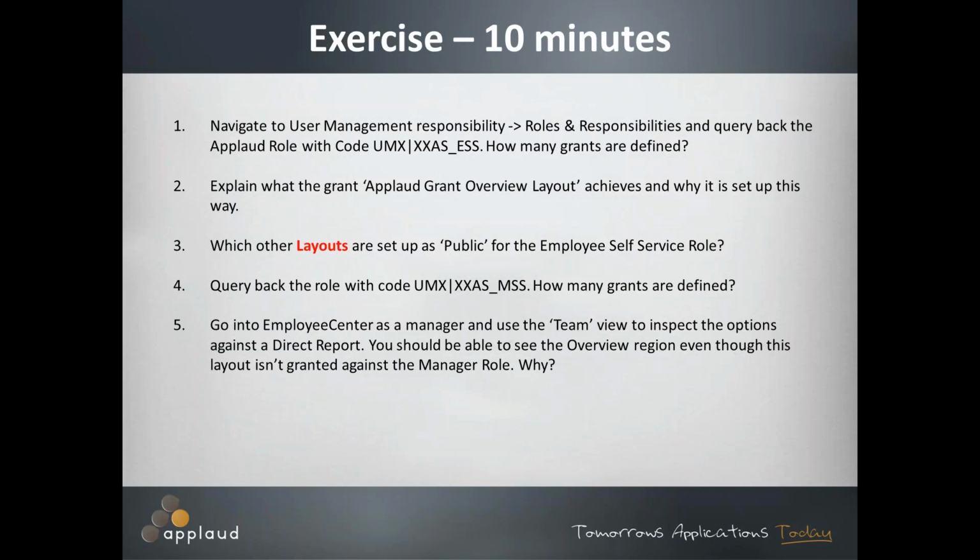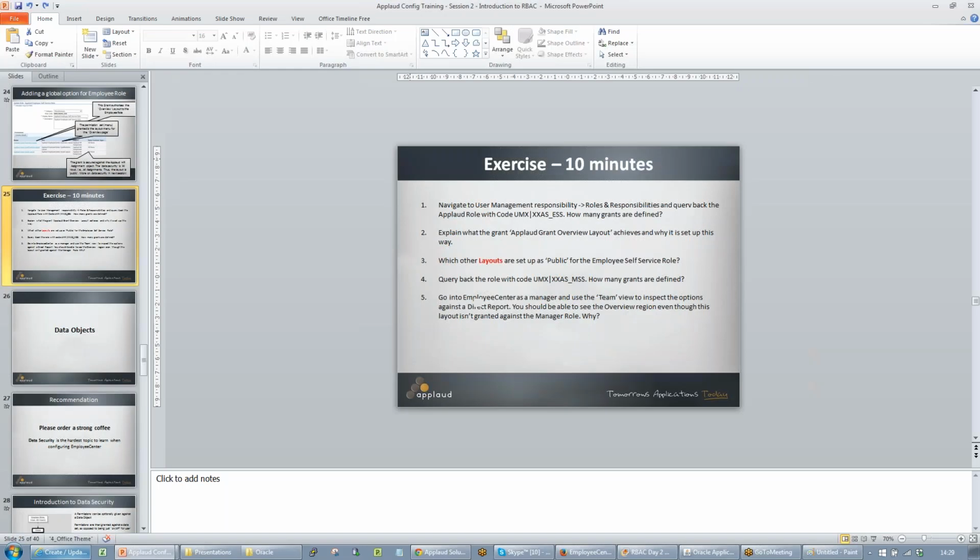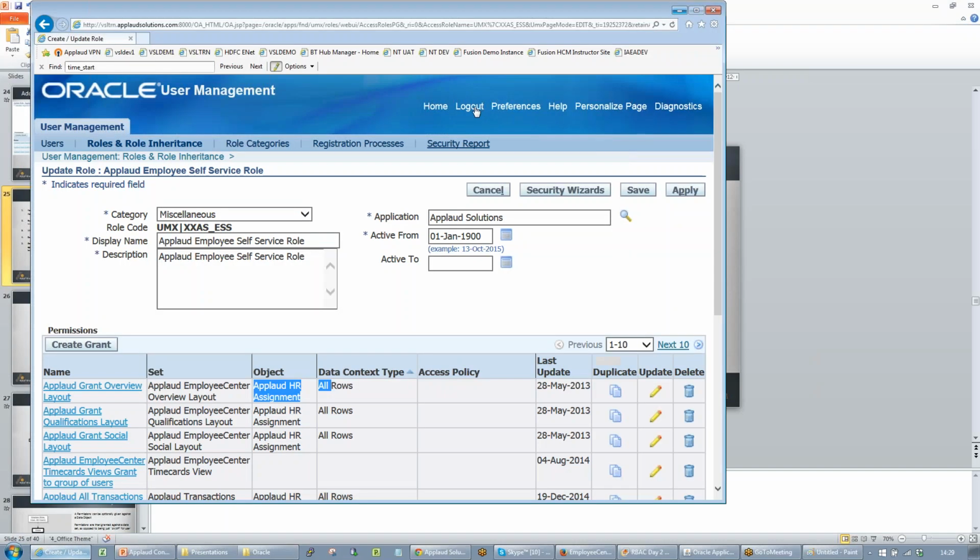All right, good. Okay, let's go through this particular training exercise. First question: navigate to user management responsibility, query back the role with code UMX|XXAS ESS. How many grants are defined? Well, I've already done that, but let's do it again anyway, in case you had any trouble.